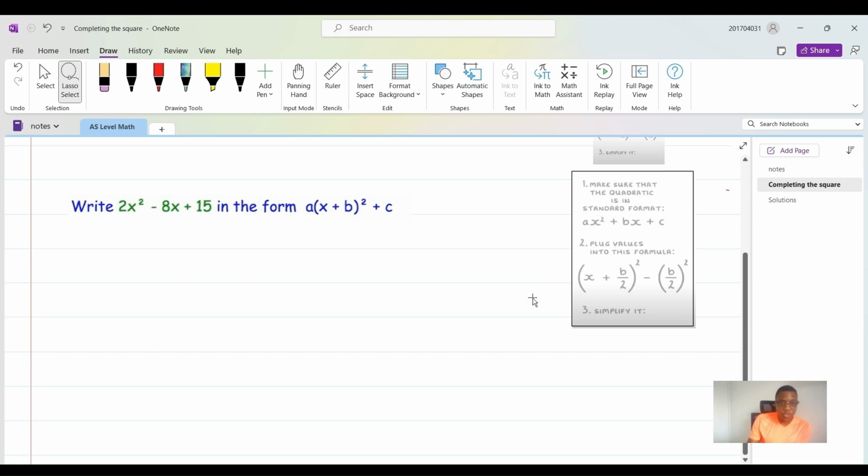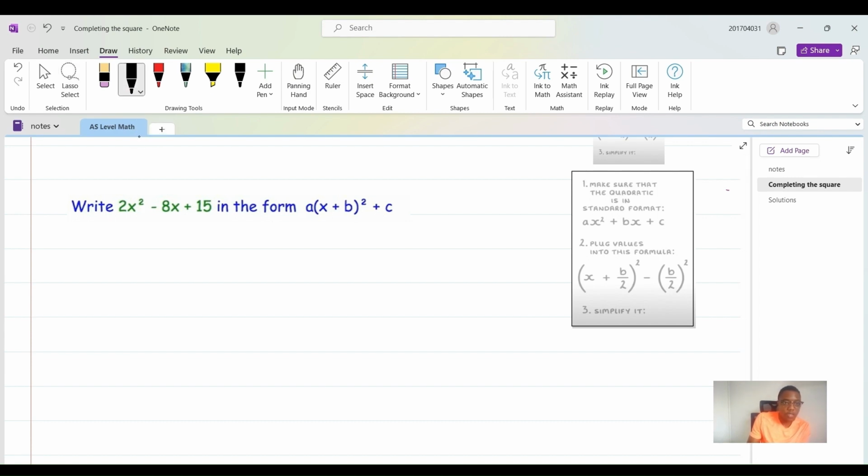Hi, so today I'll be showing you how to complete the square when you've got a quadratic function where the coefficient of a is greater than 1. So it could be 2, 3, or even 4. So I have an example here that I want us to go through. Then I'll show you how to go about it.